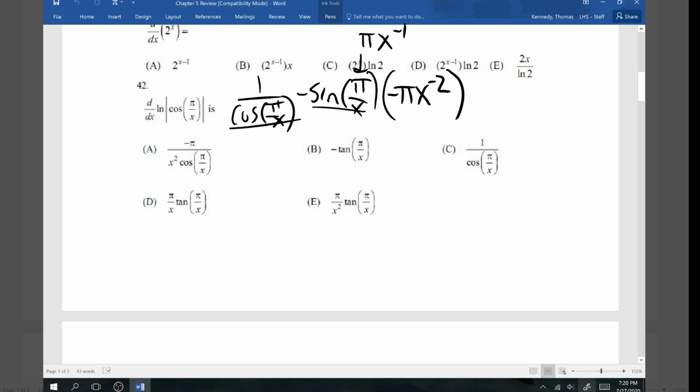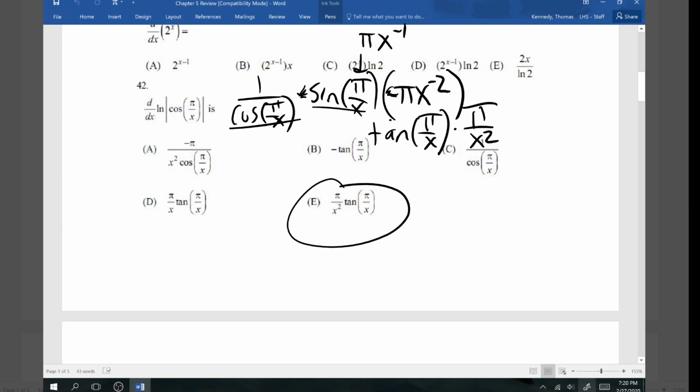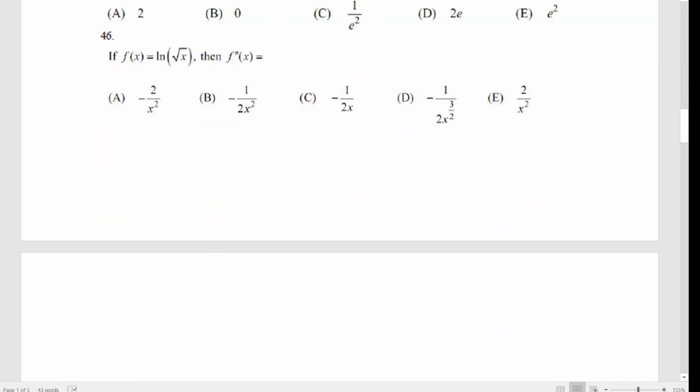Sine over cosine is tangent, and these negatives cancel. So I just get tangent of pi over x times pi over x squared. And so you really are just looking for this, which is e, and that gets us there. Oh, I went a little off the page. I just scrolled wrong. Okay. And the next question was 2 on the review.